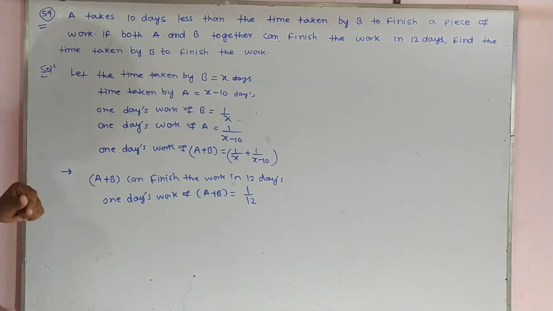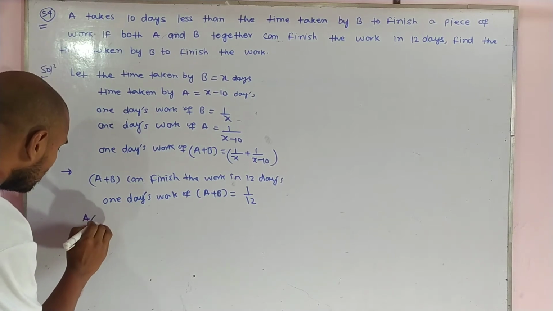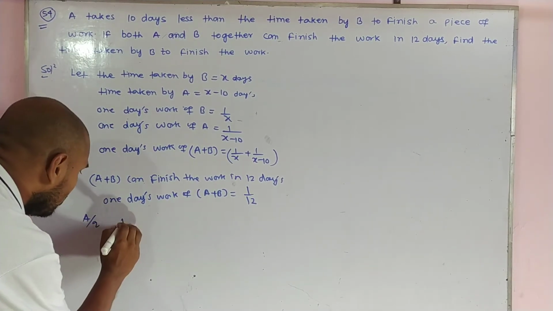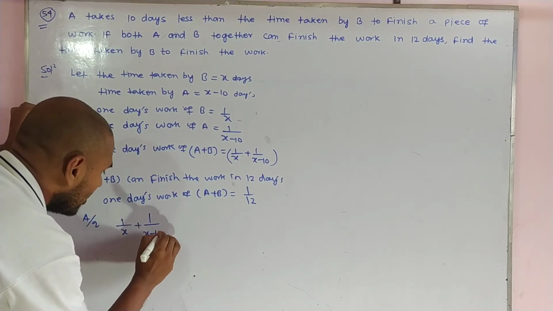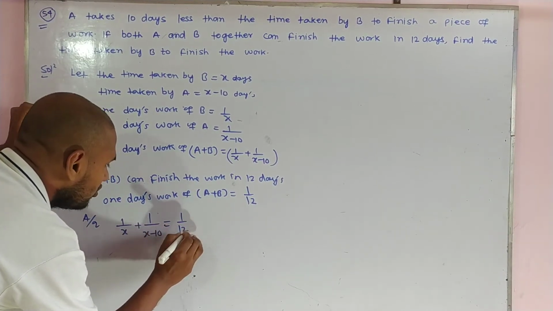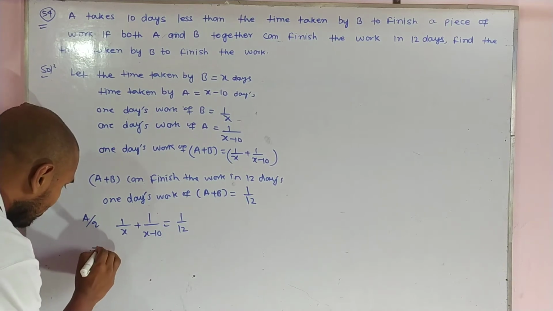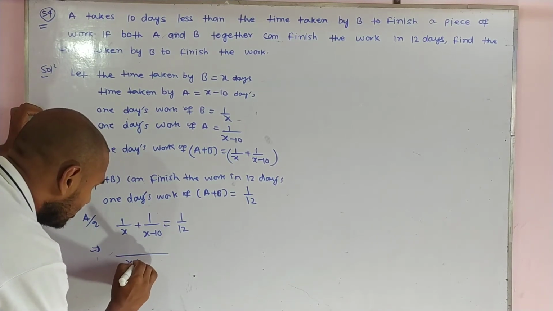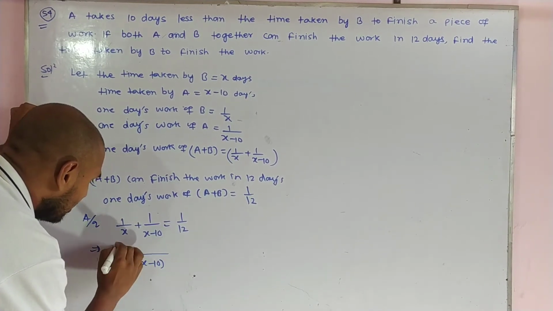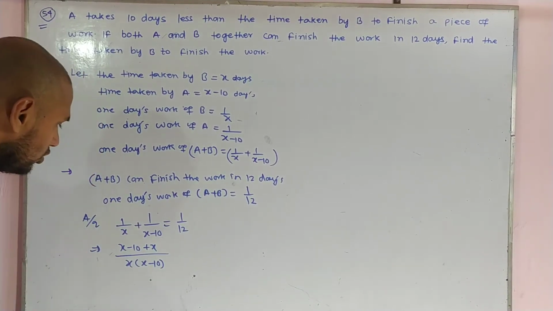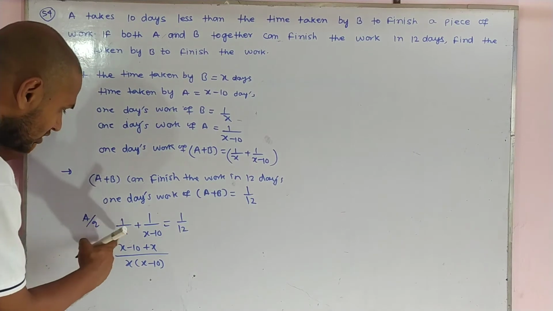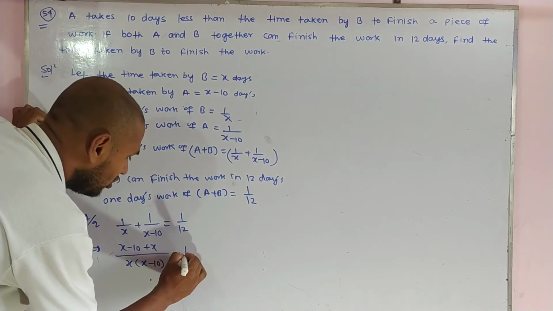That is given. So according to the question, we can write 1 upon x plus 1 upon x minus 10, and it will be equal to 1 upon 12. And from here, x into x minus 10, and x minus 10 plus x, plus this one, and it will be equal to 1 upon 12.